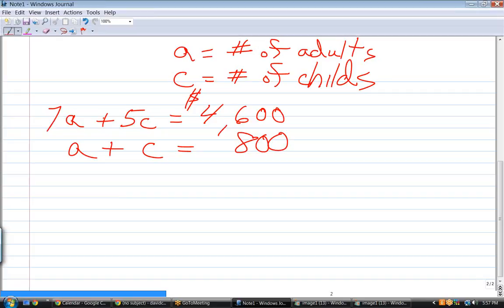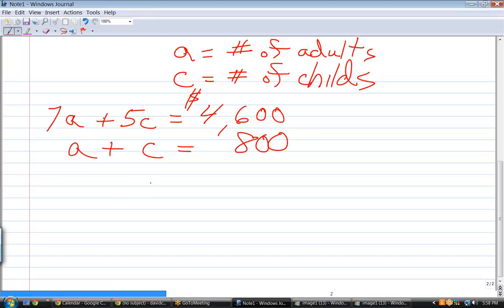What's the best way? Do you want to use substitution or elimination? What would you use? Elimination. Whenever my two equations come in standard format, I'm going to use elimination. Standard format is your variables on the left and your numbers on the right. The reason is it's relatively easy to eliminate a variable.